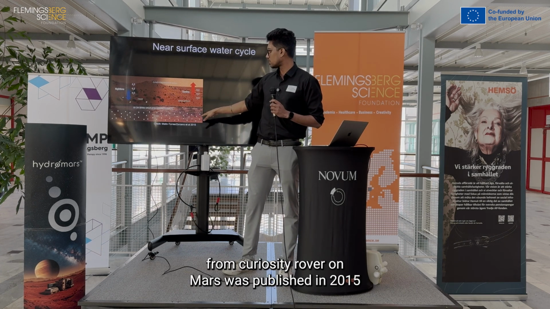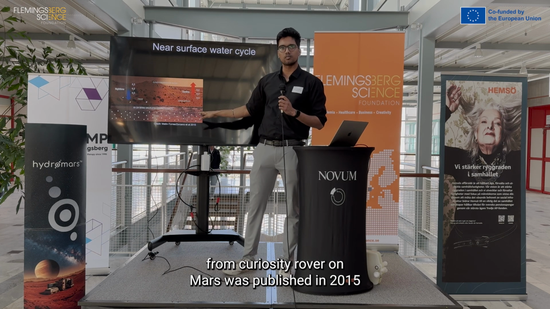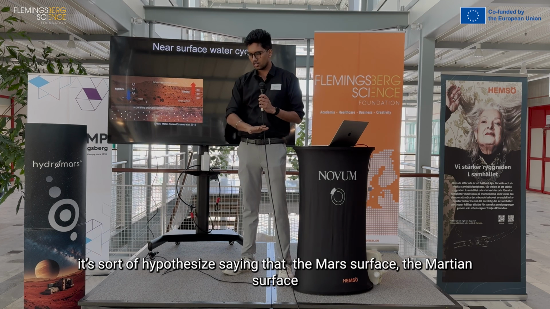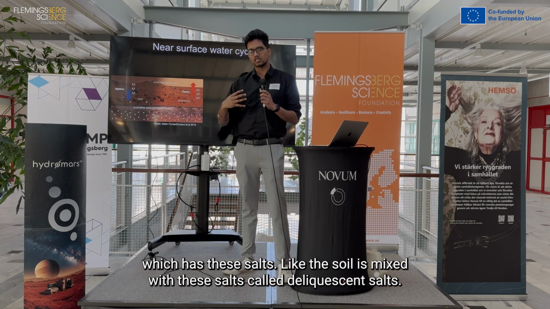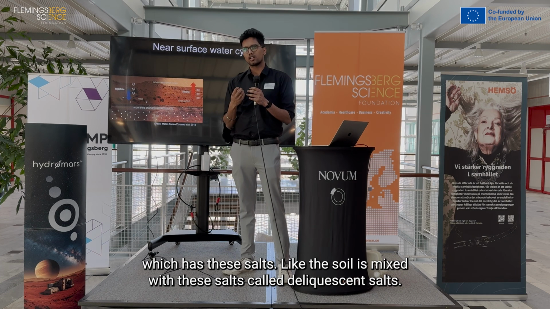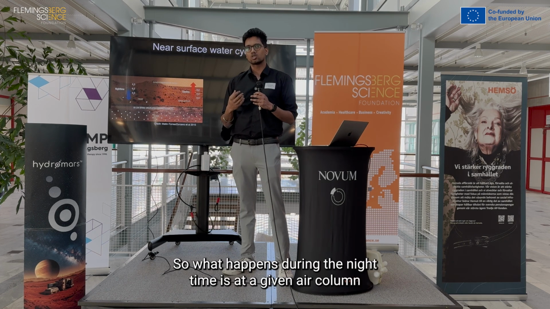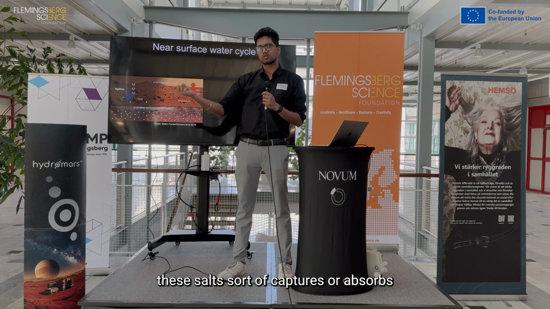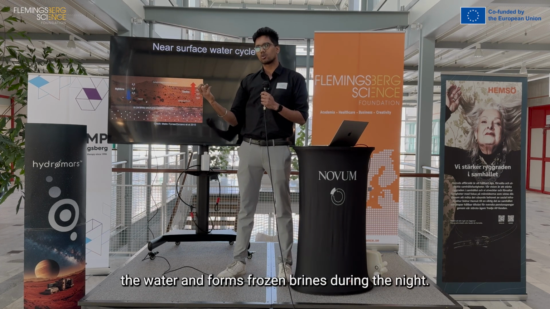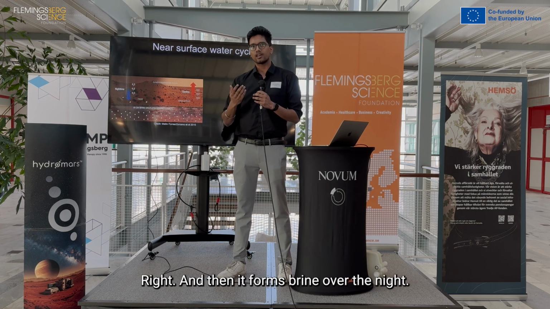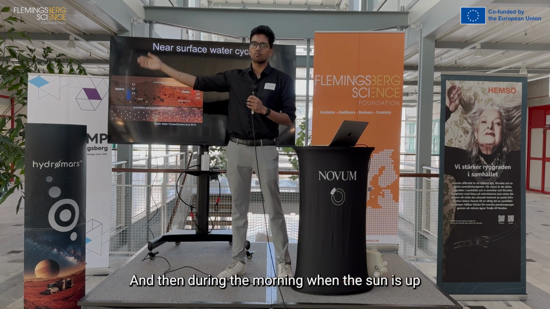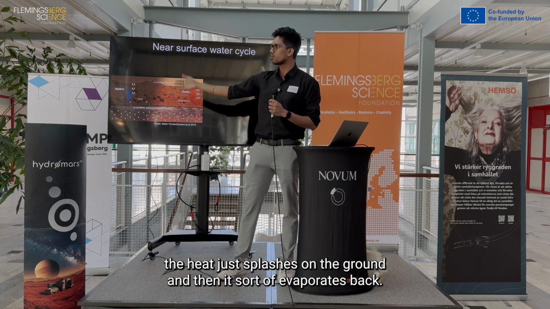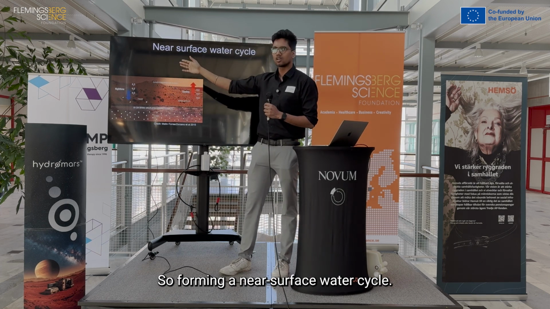This particular study from the Curiosity rover was published in 2015, which hypothesized that the Martian surface soil is mixed with salts called deliquescent salts. During the night, in a given air column, these salts capture or absorb the water and form frozen brines. Then it forms brine over the night, and in the morning, when the sun is up, the heat splashes on the ground and it evaporates back, forming a near-surface water cycle.